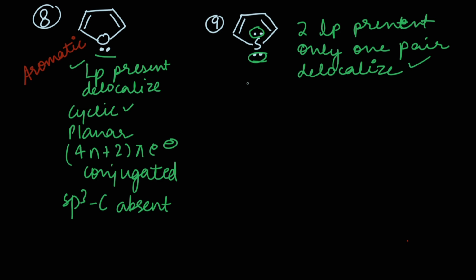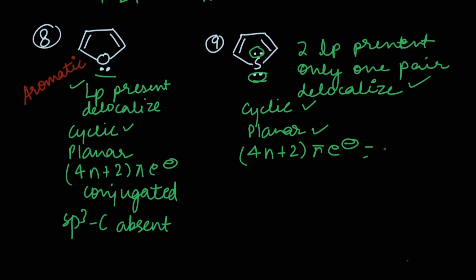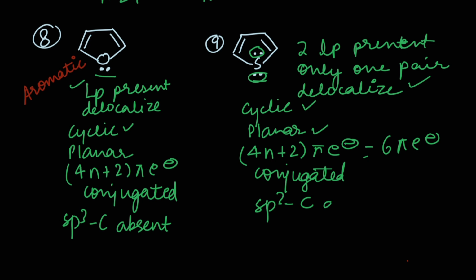Okay, so is it cyclic? Yes. It is planar. Yes, and it also follows the 4n plus 2 pi electron rule. As you can see, there are 6 pi electrons, so it does follow that rule also. Is it conjugated? Yes. Are there any sp3 carbons present? No, so sp3 carbon is absent. So this will also be aromatic in nature.